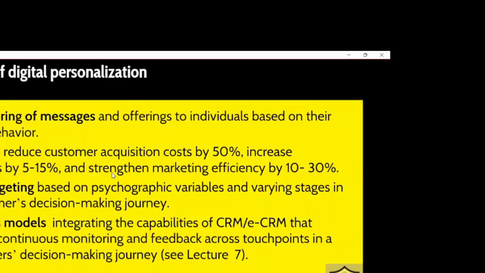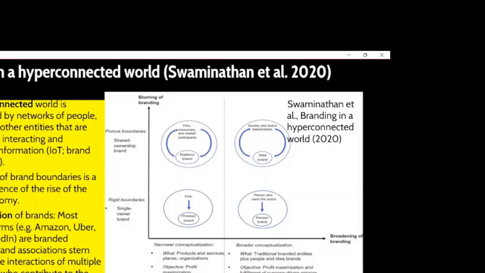Now, in order to answer this question, whether this trend is sustainable, we have to understand what the hyper-connected world is. The hyper-connected world designates networks of people, devices, and other entities that are continuously interacting and exchanging information in the context of the Internet of Things, or brand assemblages. That is, we no longer have the traditional causal chain that posits the human agent as the very center of the entire process.